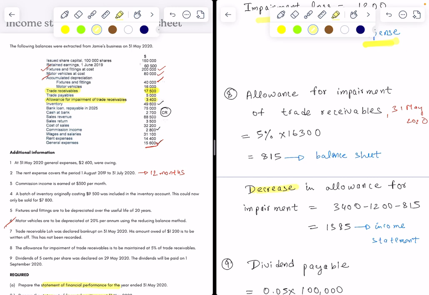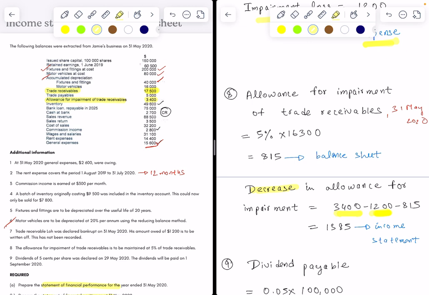And what's the amount of decrease? First of all, we know that we started with $3,400, which was the balance we had at the end of 31st of May 2019, the previous financial year. Then we know this amount is going down because we have an impairment loss of $1,200. So when we have an impairment loss of $1,200, it is going to further reduce the allowance for impairment that we originally have.